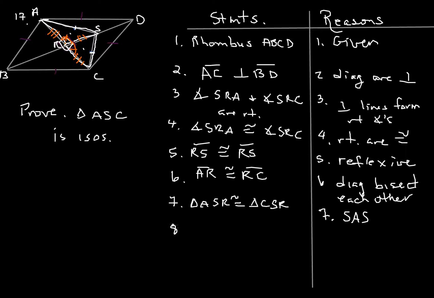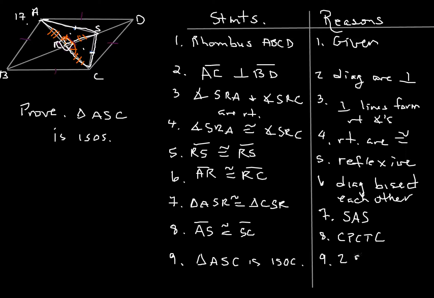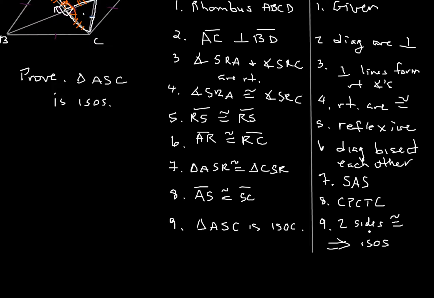And we're proving they're isosceles, so we can say that AS is congruent to SC, and that would be by CPCTC. And then finally, we can say that triangle ASC is isosceles. The same reason as we did at the end of the last one: two sides congruent, then isosceles. All right, that one wasn't too bad.